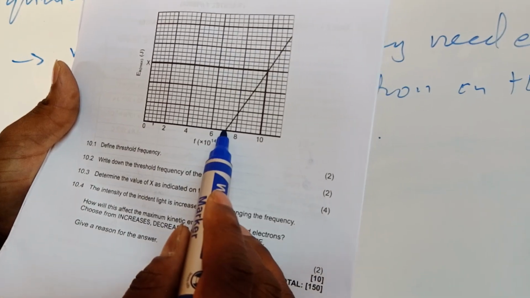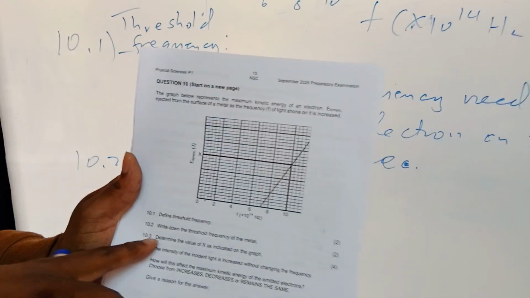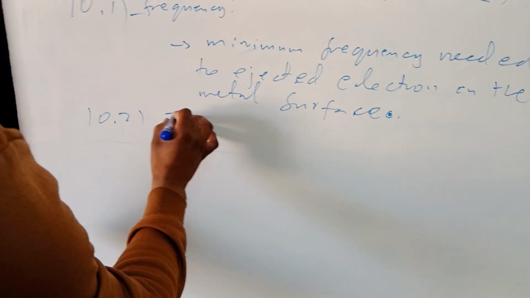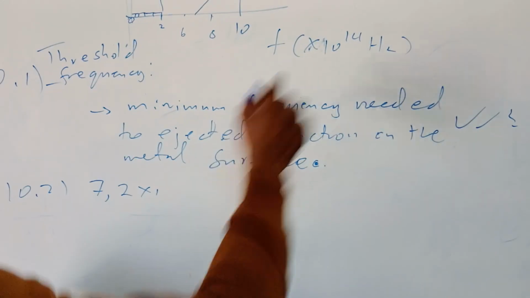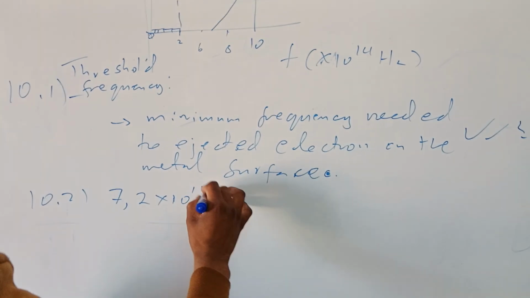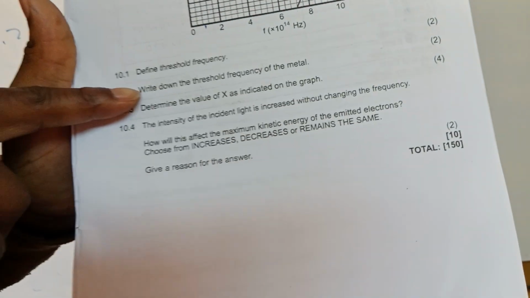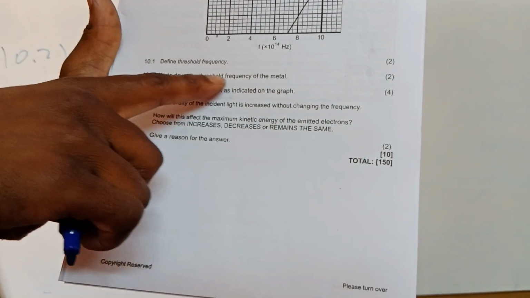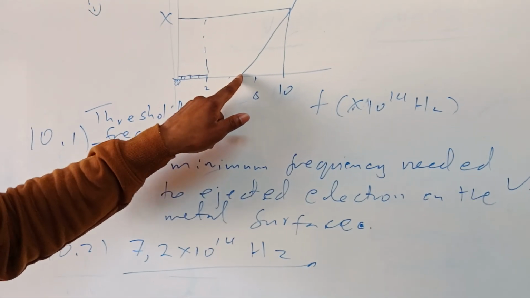That is 7.2. That means the value there, because they said write down, you have to use your common sense. So that means there is going to be 7.2 times 10 to the power 14 hertz. There is no need to calculate. They just simply said write down the threshold frequency.